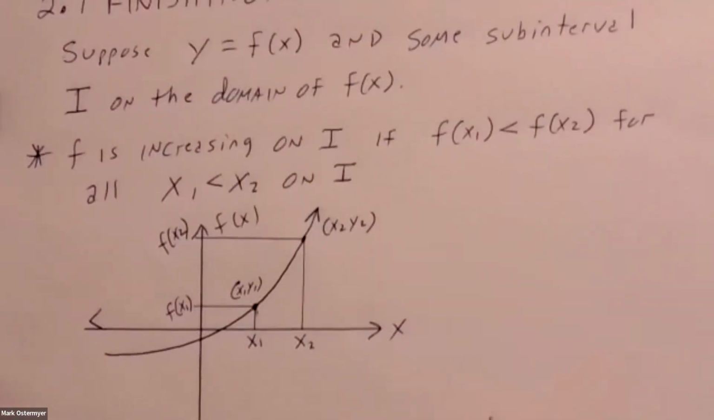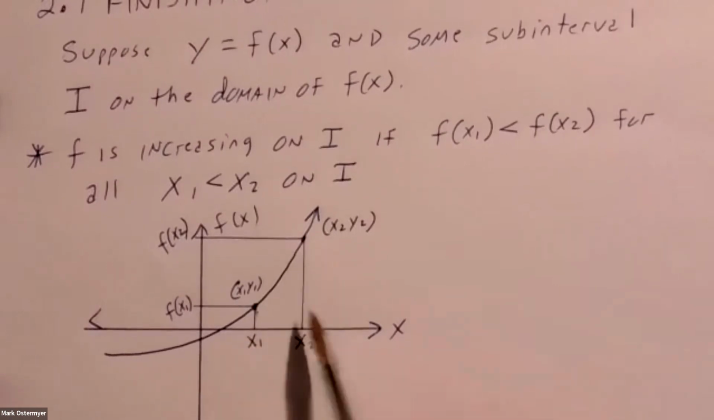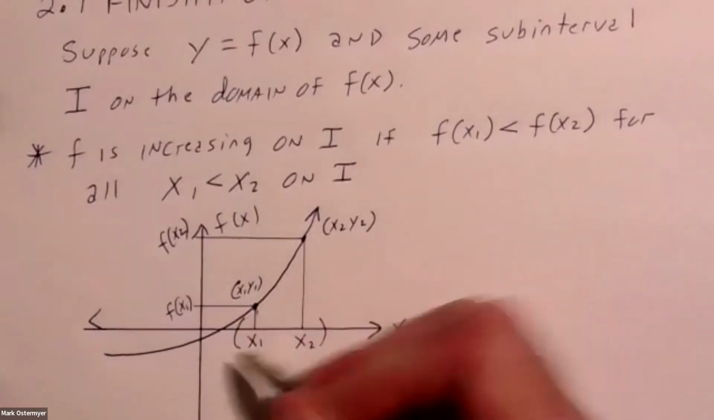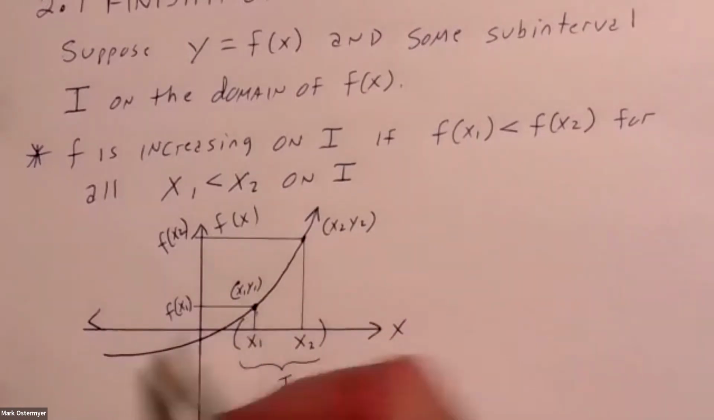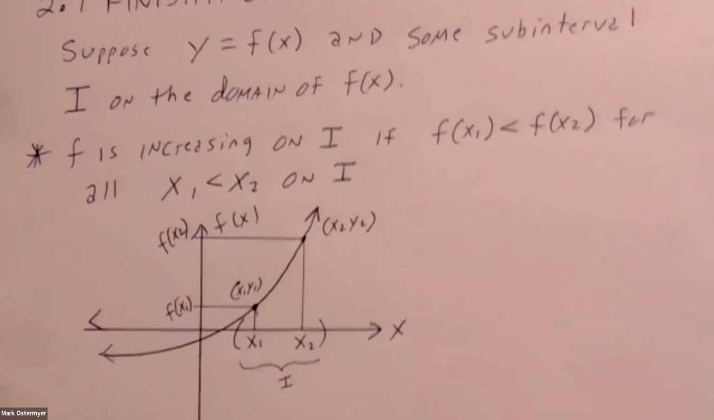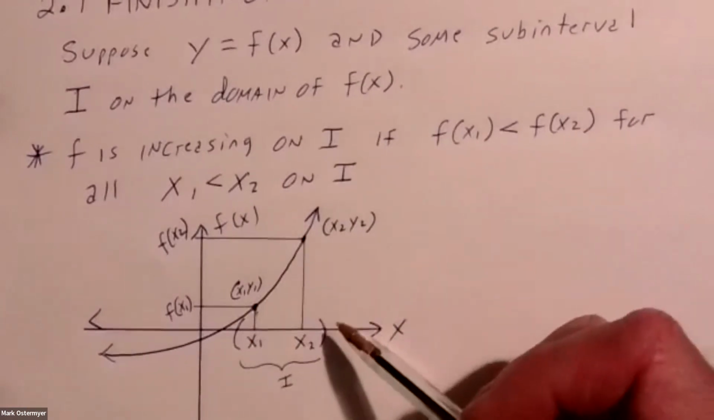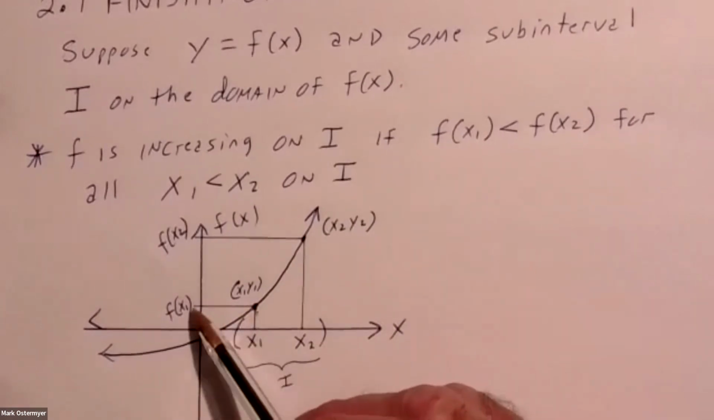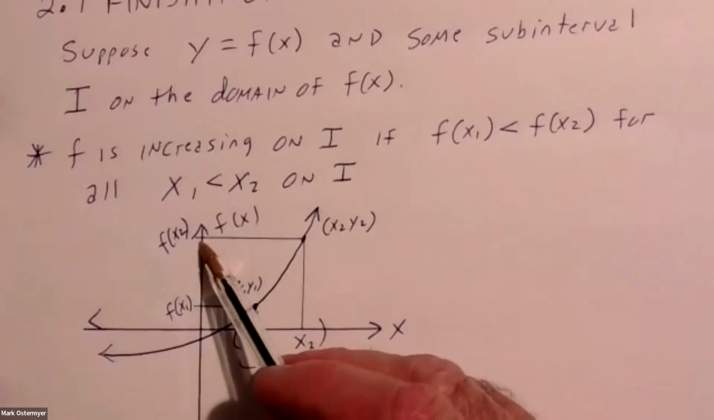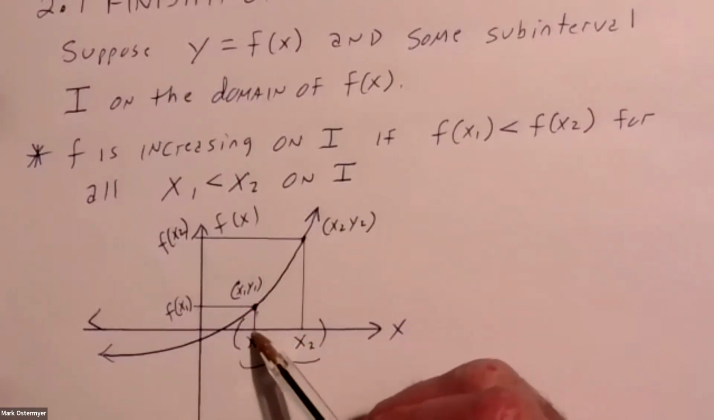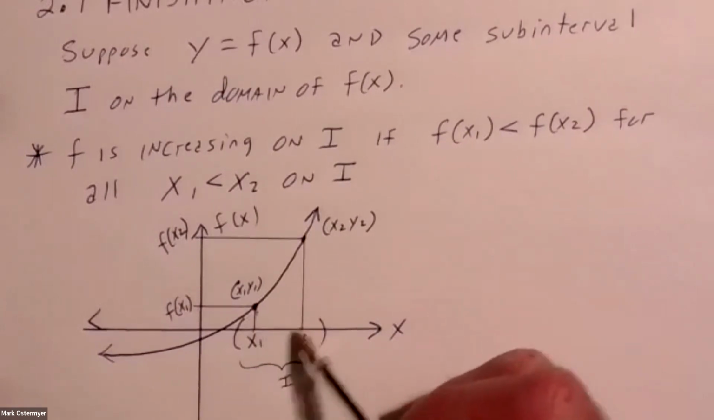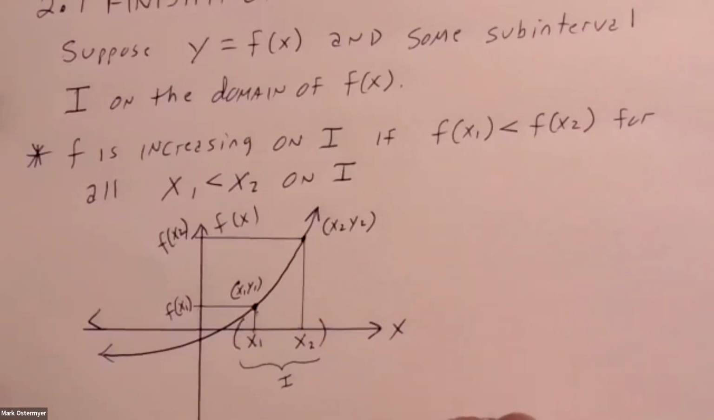All right, so ladies and gentlemen, we say that this function is increasing on some interval I that contains x sub 1 and x sub 2. This is some subinterval of the domain of the entire function here. And on this subinterval, we say the function is increasing if it is true that f of x sub 1 is less than f of x sub 2, and that's clearly the case. This is less than this whenever x sub 1 is less than x sub 2. And clearly x sub 1 is less than x sub 2 on the x-axis. We say the function is increasing.